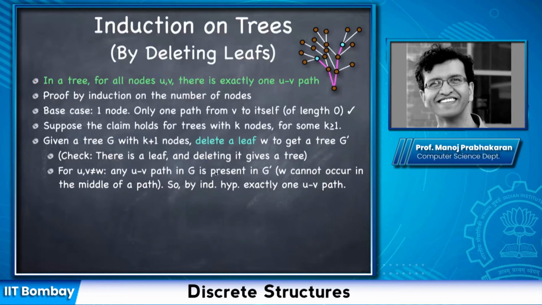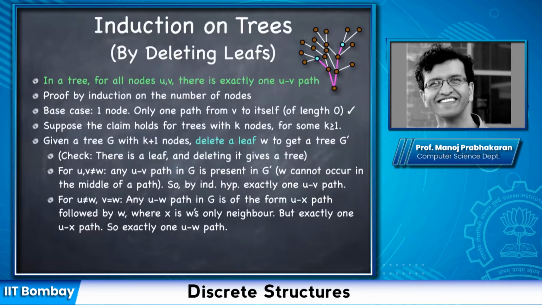So first of all, there is a path in G prime by induction hypothesis. There is exactly one path in G prime. So that path will be present in G. And there cannot be any other path in G, because if it were there, it would have been there in G prime too. But G prime has exactly one path. So by induction hypothesis, G prime has exactly one path, and we just argued G cannot have any more paths. G would also have just that one path between U and V. So this is for the case when U and V are both different from W.